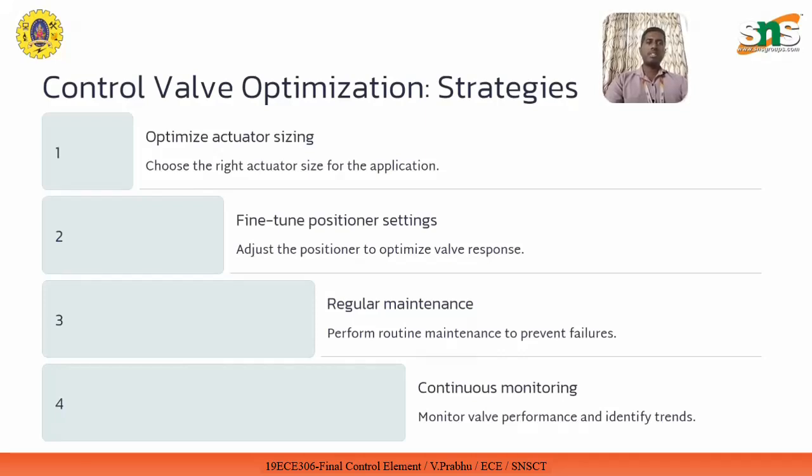We have to continuously monitor the valve performance, whether there is any stiction or hunting, or whether there are any leakages in the pneumatic tubings. All these can lead to abnormalities in the control valve performance. If we follow all these steps, we can ensure that the control valve is optimized for the particular application, and there are no mechanical losses as well as any disturbances in the process parameters.